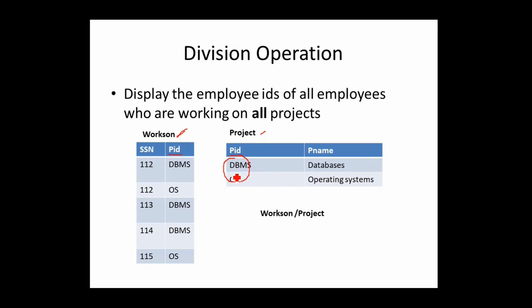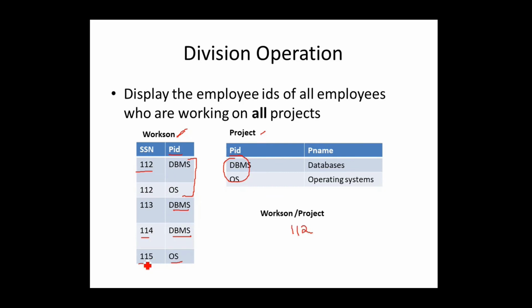Which employee is working on all the projects? You see 112 is working on all the projects, whereas 113 is working only on DBMS, 114 is working on DBMS, 115 is working on OS. It's just going to be on the common column name. So when you divide this table by this table, you take all the contents of this common column and you see which employee has taken up all the projects. So the answer here for works on divided by project will be 112.